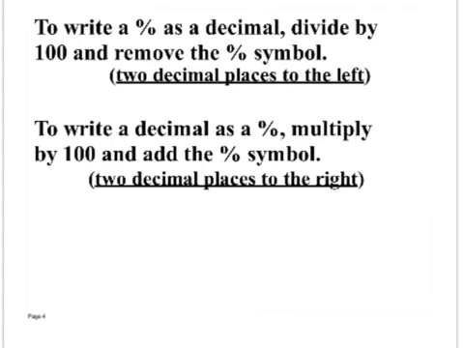These are the rules when writing a percent as a decimal. Okay, we wrote percents as fractions, now we're going to write percents as decimals. The first thing you do is divide by 100. Dividing by 100 just moves 2 decimal places to the left. And then you remove the percent sign. To write a decimal as a percent, you multiply by 100. All that does is move your decimal place 2 places to the right.